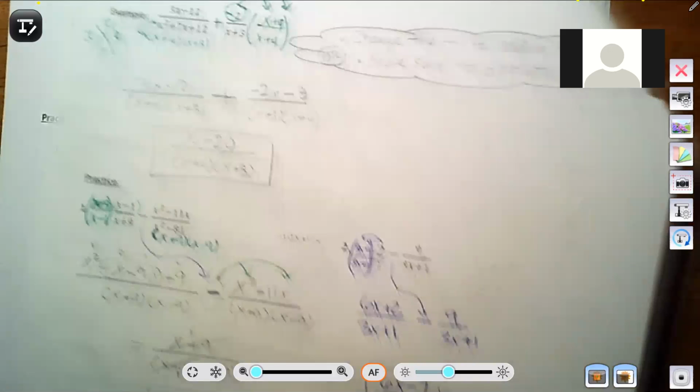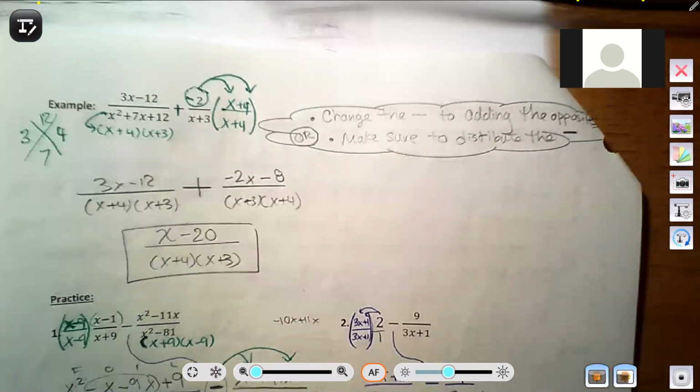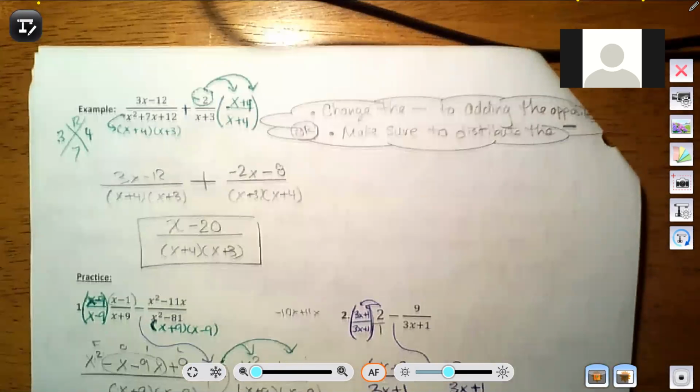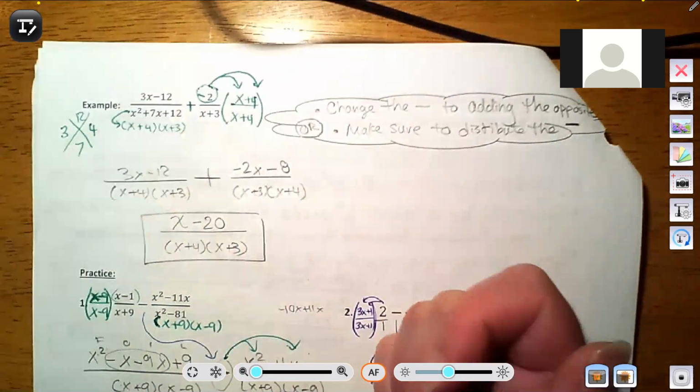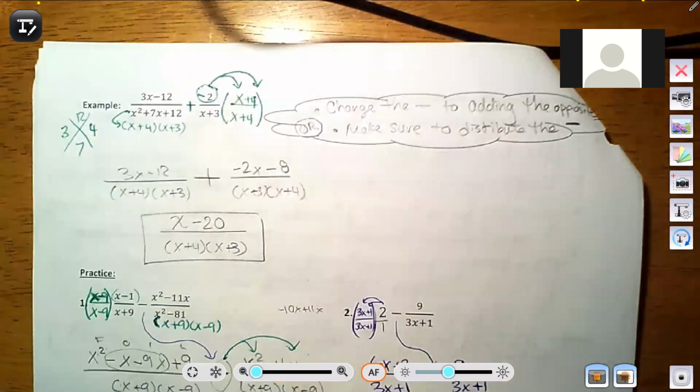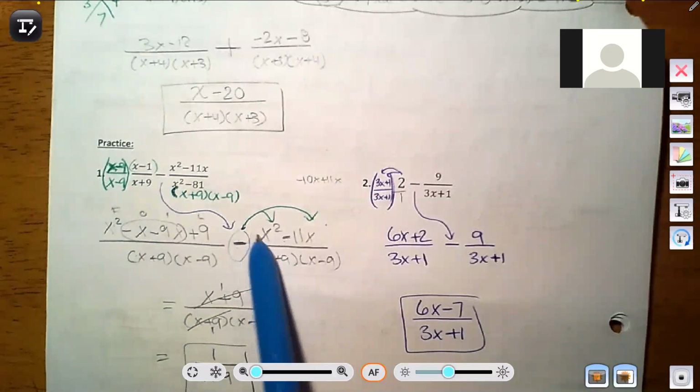A hint or a trick for subtracting is to change it to adding the opposite. If it's just one little thing here, you can change it to adding the opposite. When there's 2, you just have to be careful and make sure that you would change both this and this term.